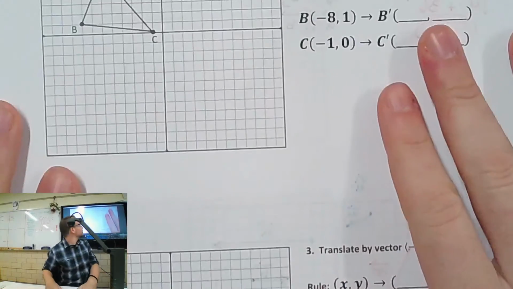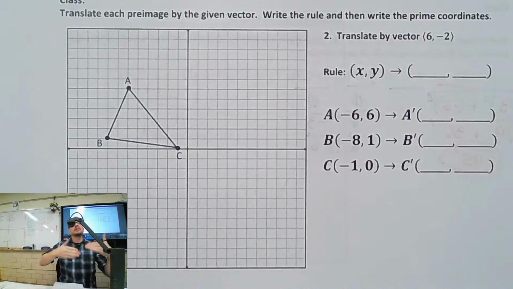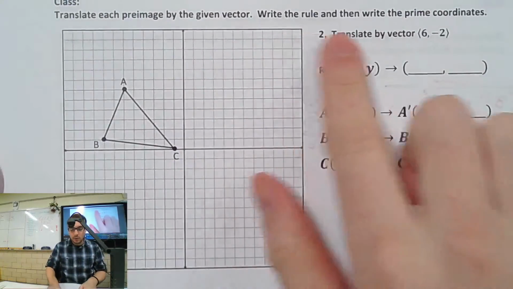We're on page 2. It says translate each pre-image by the given vector. Now, the pre-image is the thing you start with. The image is the thing you end up with. I hate that terminology. I wish we just called it pre-image and post-image so we'd have a clear before and after. Write the rule and then write the prime coordinates.